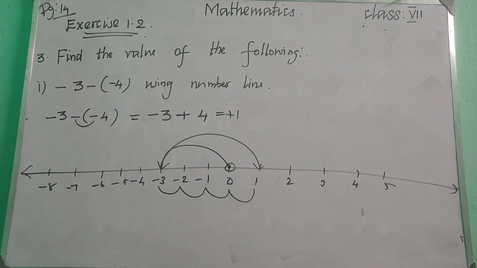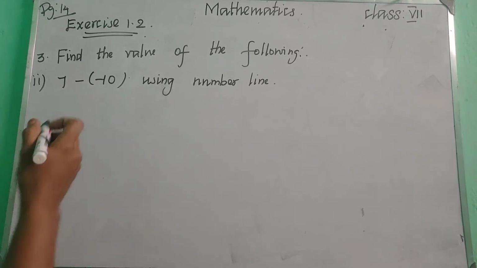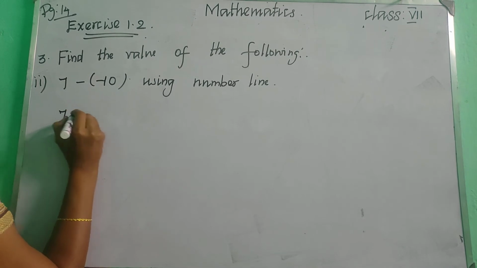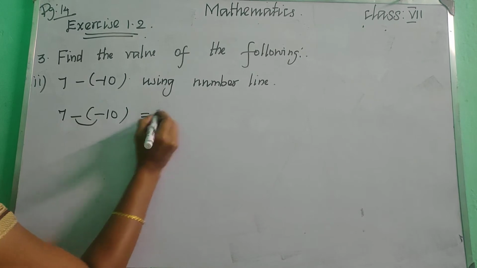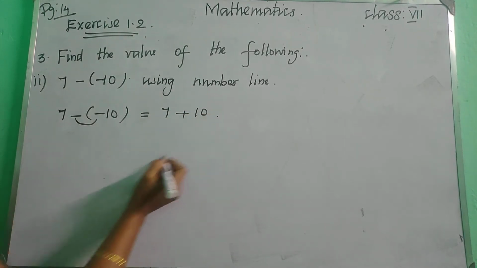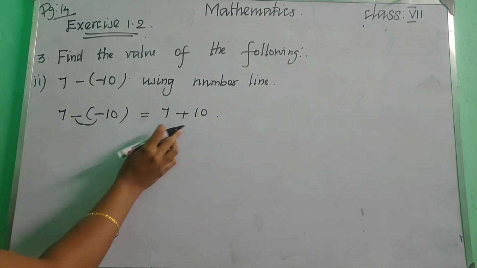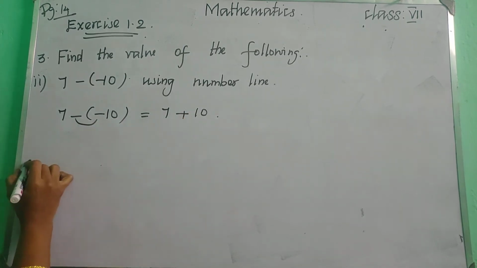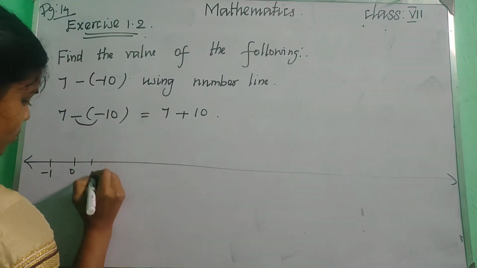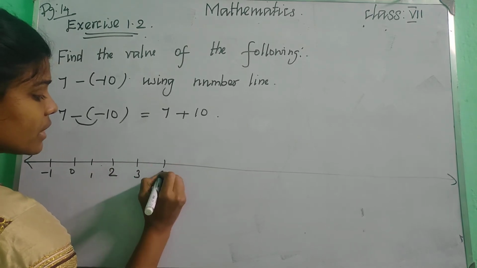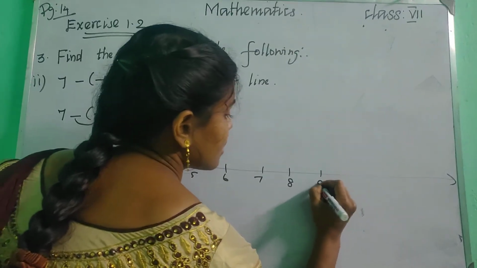And then the second one, 7 minus 10, using number line. So the question is 7 minus 10. See, minus into minus, we get 7 plus 10. Already we have plus here, and then minus into minus, so the sum is 7 plus 10. If you draw the number line, it will be in the positive direction. So minus 1, 0, 1, 2, 3, 4, 5, 6, 7, 8, 9, 10.